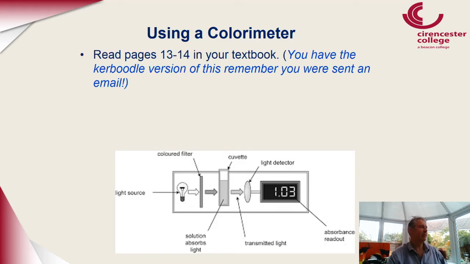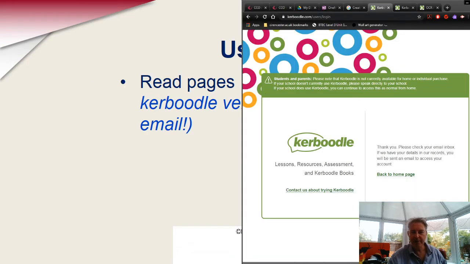So using the colorimeter, read pages 13 to 14 in your textbook, and then you've got a big note up there. You have the Kerboodle version of this. Remember, you were sent an email. So what I'm now going to do is hide the presentation, and you should see Kerboodle. Or have I been logged out? Looks like I've been logged out.